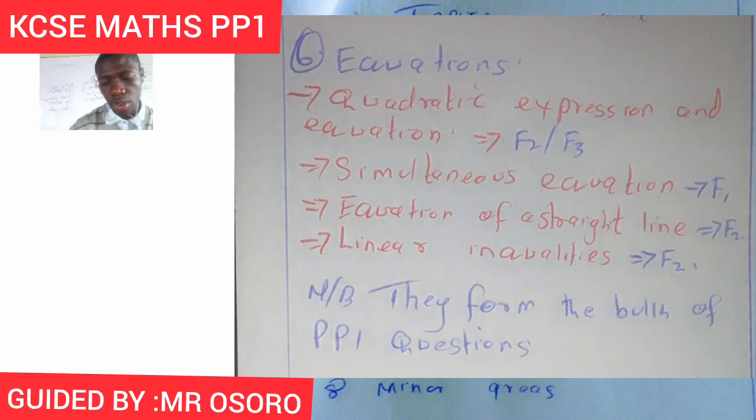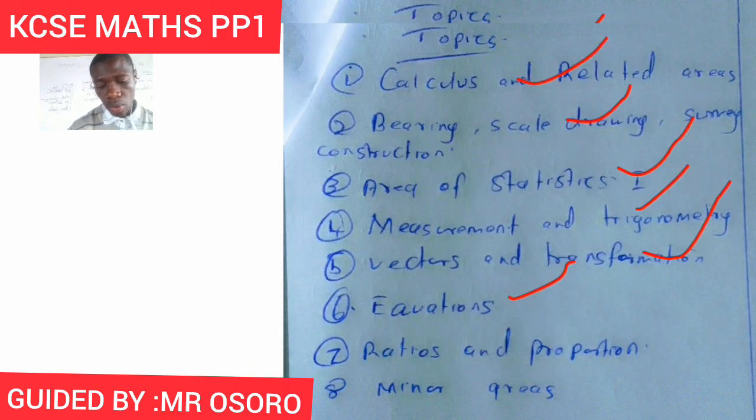You're also supposed to know simultaneous equations, how to solve them. That is a Form 1 topic. And you're also supposed to know how to solve questions to do with equations of a straight line. That is a Form 2 topic. And linear inequalities is equally a Form 2 topic. Now, we move to another area.